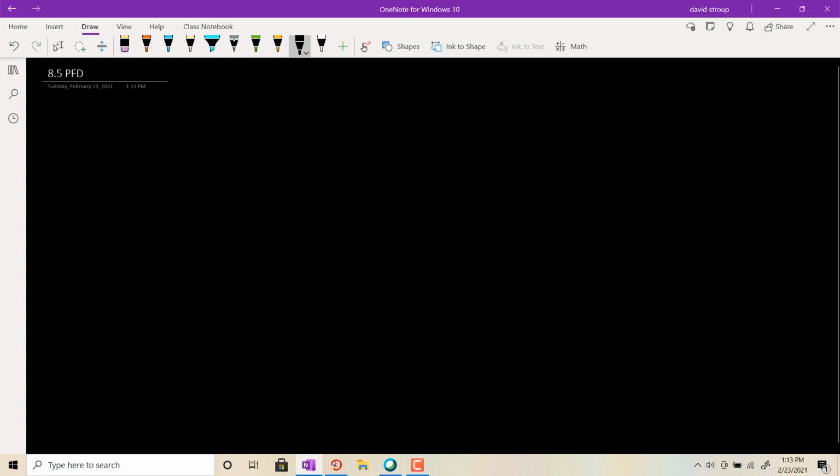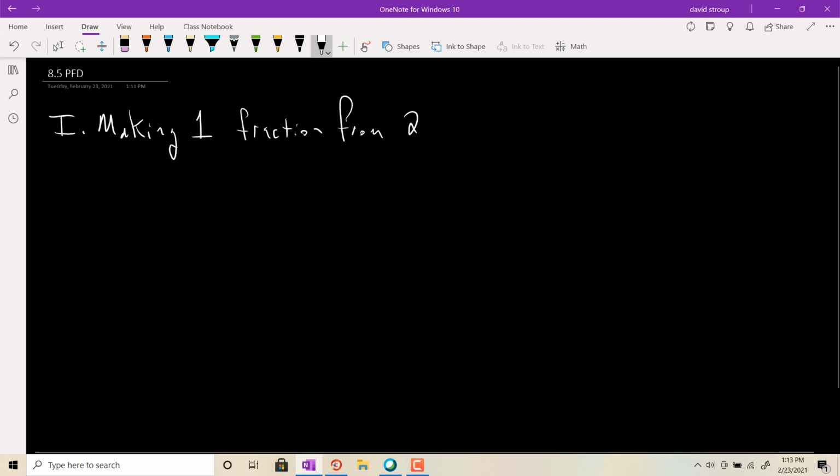8.5, partial fraction decomposition. How does this work? Basically, what are you dealing with? You're taking one fraction and turning it into two. The deal is we are used to taking two fractions and turning them into one, so making one fraction from two. Hopefully you recall this process in algebra.